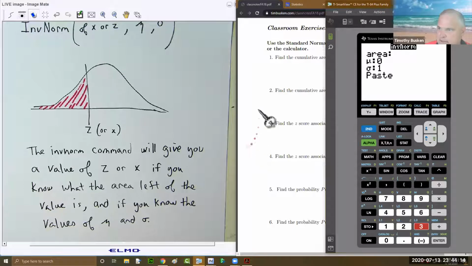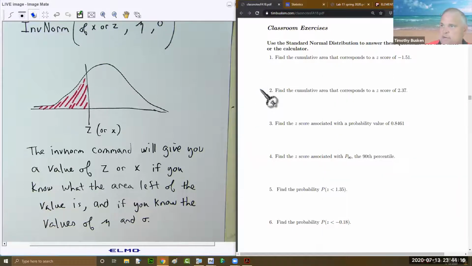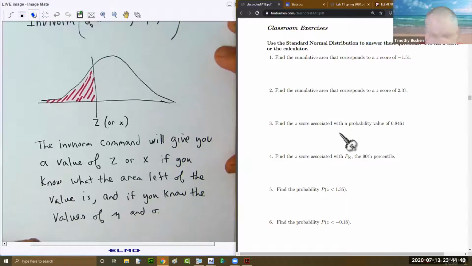Okay, so let's take a look here at a couple of questions, question 3 and 4. Here's the question: find the Z-score associated with the probability value of 0.8461. When the book talks about probability value, they're talking about a cumulative area.